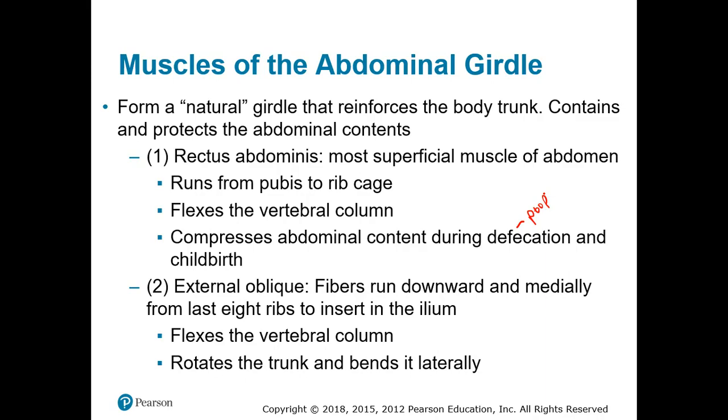The second one is your external oblique. These are fibers that run downward and medially. Oblique usually means at an angle, so they're going to move at an angle. This angle that it forms is from the last 8 ribs, and they insert into the ilium, which is the upper part of your hip bone. This again helps flex the vertebral column, in other words, helps when you bend over, and it helps rotate the trunk, so for example, looking behind you, and helps bend it laterally, so to the side.